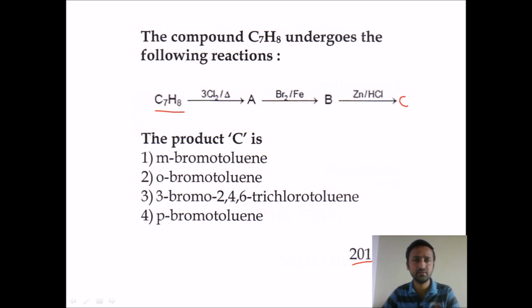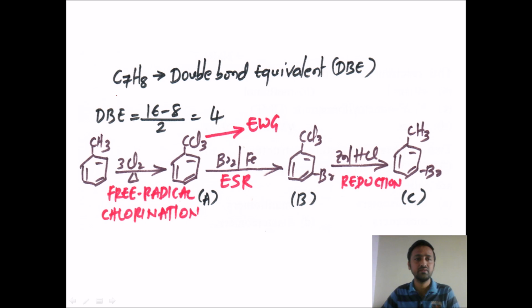So you can easily tell this reaction is a free radical chlorination reaction. The second one is bromine in the presence of the halogen carrier Fe, and we can easily tell this reaction is an electrophilic substitution reaction. The last one is with zinc and HCl, so we can take this as a reduction reaction. They asked for the product C here. First we need to get the structure of C7H8. Let me see the solution part now.